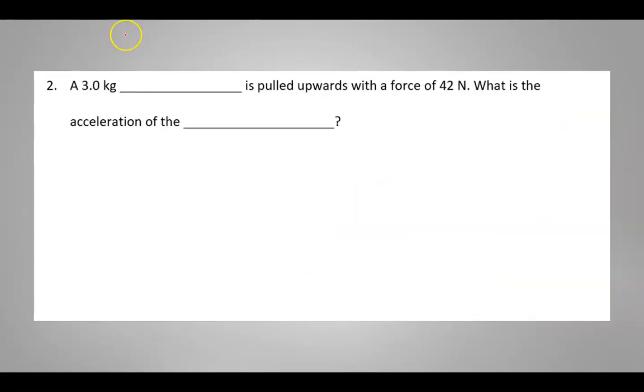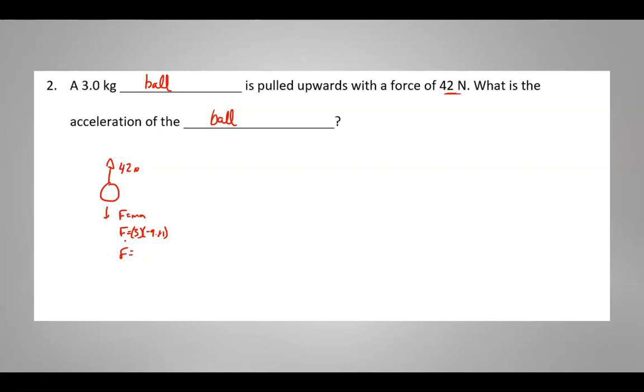So a 3 kilogram blank is pulled upwards with a force of 42 newtons. What's the acceleration of the blank? Well, we could pick any object here, but let's just say a ball. And so what is the acceleration of the ball? You can really fill in whatever you want here, but it's pulled upwards with a force of 42 newtons. Right? So you've got a force upwards, 42 newtons. Downwards, what sort of force do we have? Well, that force is also equal to ma, 3 times negative 9.81.